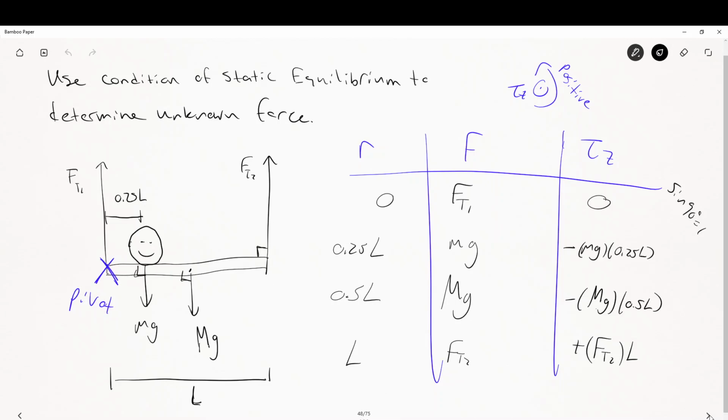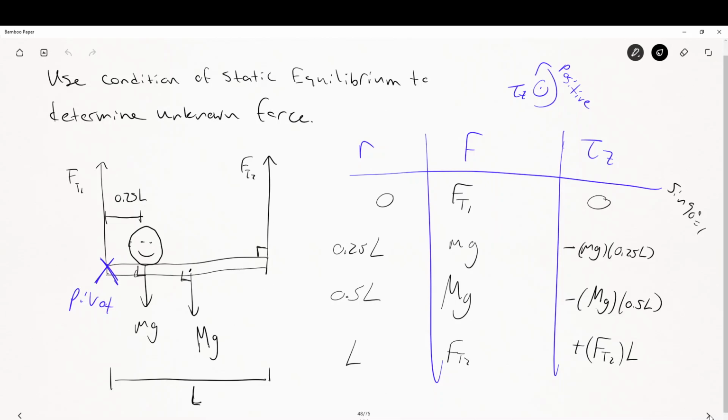The man's weight is a quarter of the length of the scaffolding from the pivot point. The weight of the scaffolding itself is acting at the center, so that's at half the length of the scaffolding. And the other cable is a full length of the scaffolding away from the pivot point. And then I compute the torque.